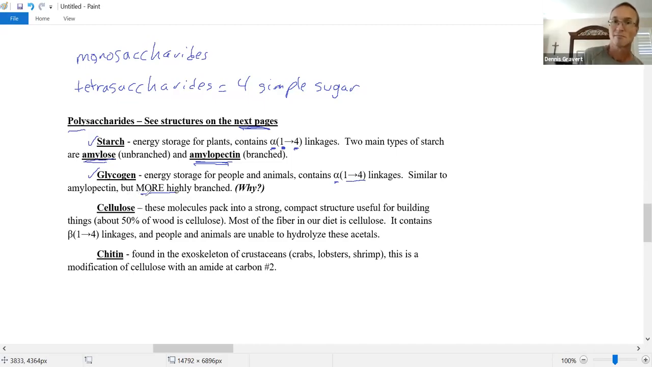It's glycogen. Why is that? Why are there more branches? I better remember as we end this video, I'll show the structures and we'll go back to that question.